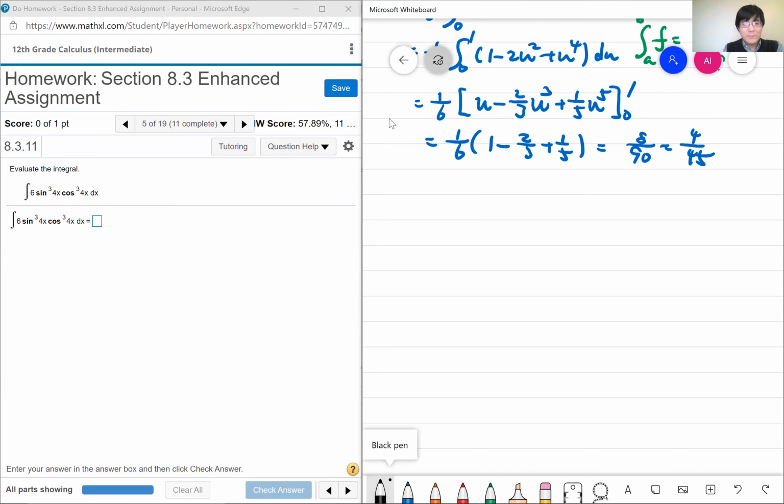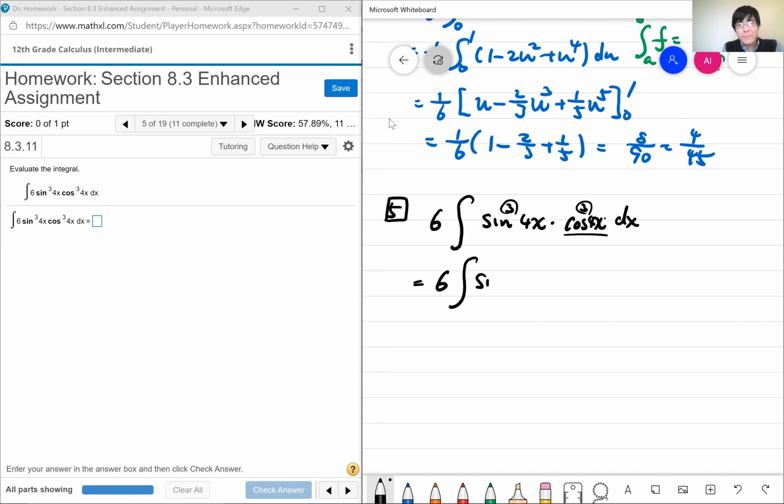Looks more formidable. Number 5. So integral 6 times sine cube 4x times cosine cube 4x. Both of them are odd, so we can use either one. Let's split cosine. So make cosine square 4x times 1 out, like this. Okay, 1 out. And rewrite this one in terms of sine.